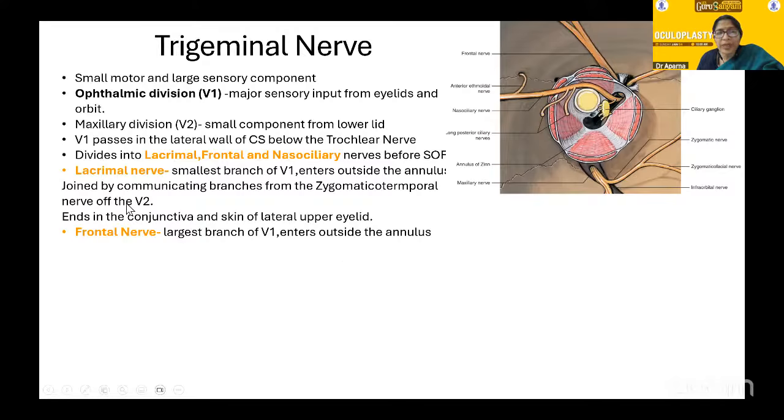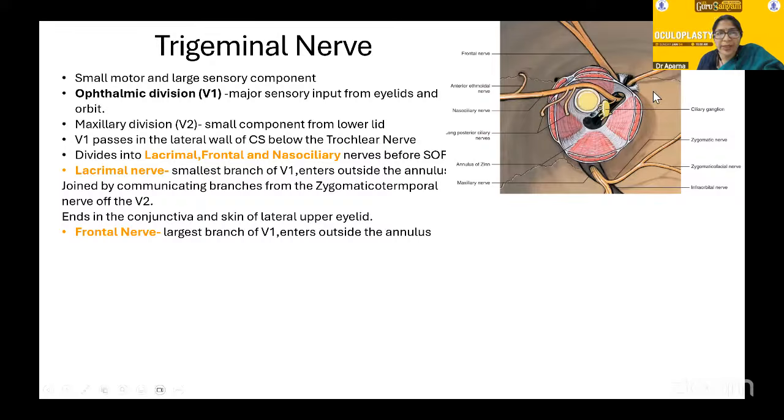The first branch of the trigeminal nerve is in the lateral wall of the cavernous sinus below the trochlear nerve. As it enters the orbit, it divides into the lacrimal, frontal, and nasociliary nerves. That is before the superior orbital fissure. The lacrimal nerve is the smallest branch, as you can see in the picture.